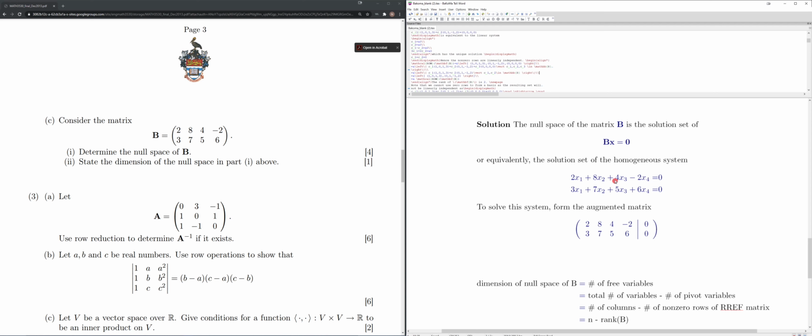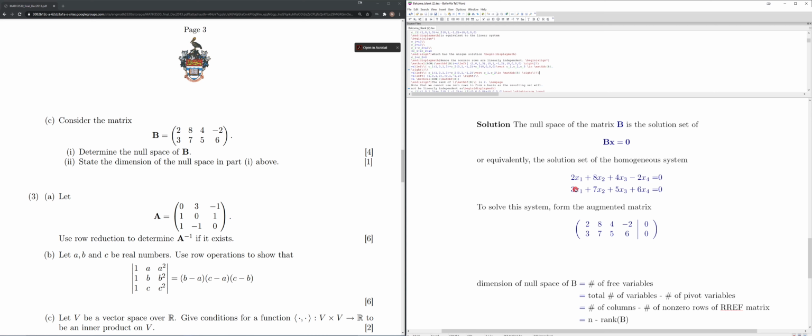Okay, so what we want to get is the solution set of this homogeneous system. And to get the solution set of this homogeneous system, we know how to do this already. We've seen this before. What you're going to do is form an augmented matrix. Now with this augmented matrix, notice the right hand side over here is 0.